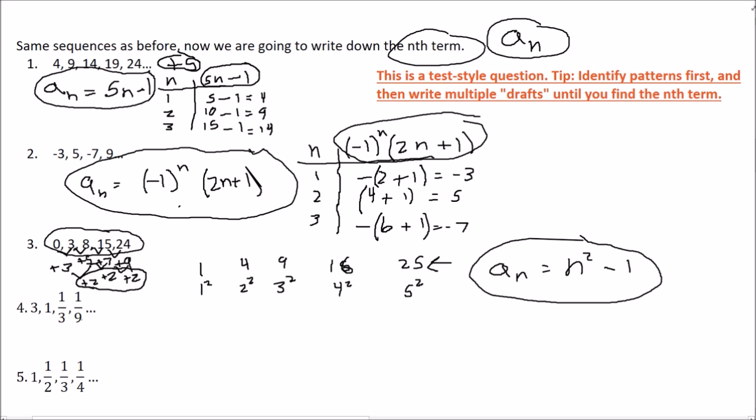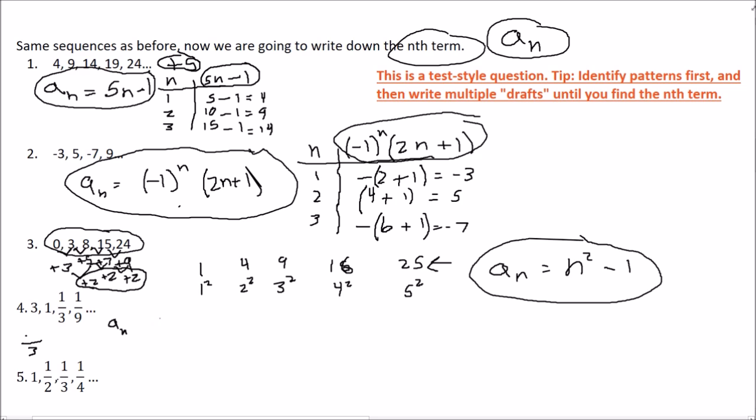3, 1, 1/3, 1/9. We already said that was dividing by 3 over and over. Okay, or multiplying by 1/3. So let's take a look at this and see, wait a minute, if we're multiplying over and over and over again, what is the same as repeated multiplication? Okay, well that was an exponent. So an exponent for us, we're going to say a to the n.